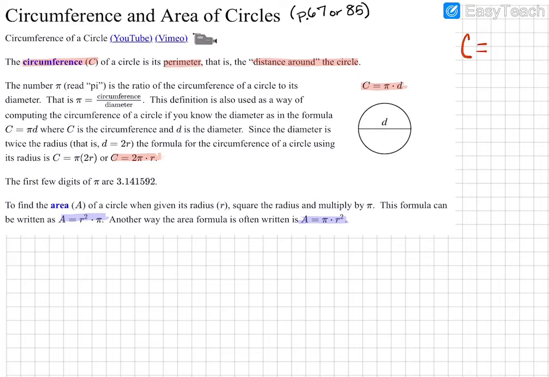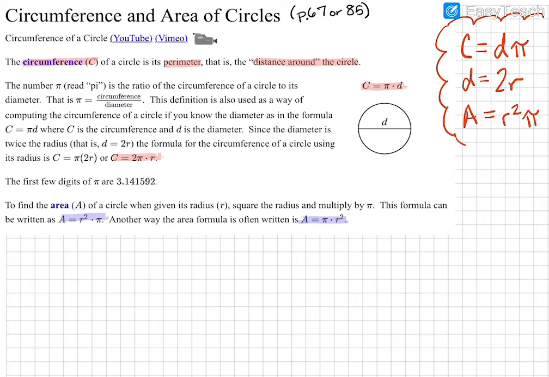C equals diameter times pi. Diameter can also be found by multiplying the radius times 2. The area is radius squared times pi. Remember, squared means times itself. These are the really important formulas that you need to remember.